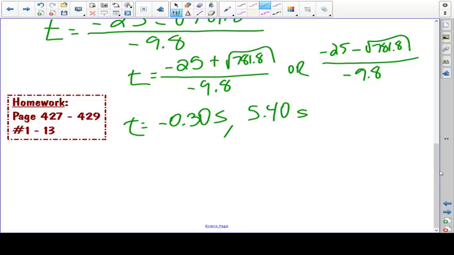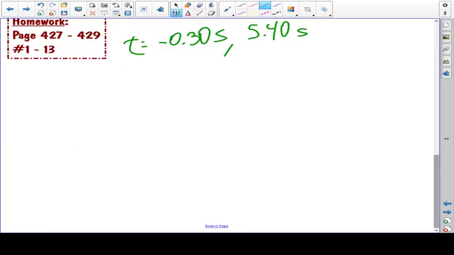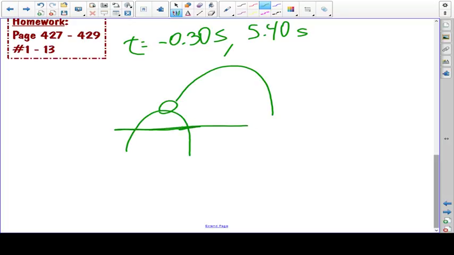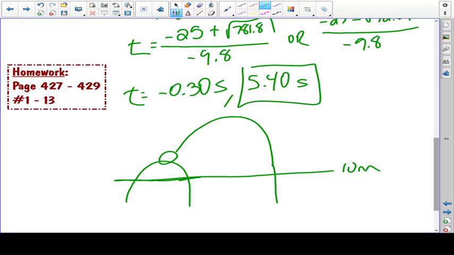So the question is, think about this for a second. If you shoot something up in the air, it comes up and then comes back down. So what this tells us is that there's some kind of a hill. The cannon is right here. It shoots the cannonball up, it comes back down, and that 10 meters is somewhere around here, and it touches that line only once, and that one time it touches it is at 5.40 seconds, because there's no such thing as negative time. So the answer to this question is 5.40 seconds.